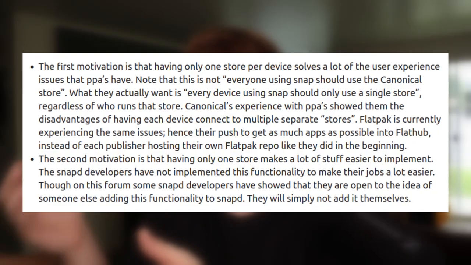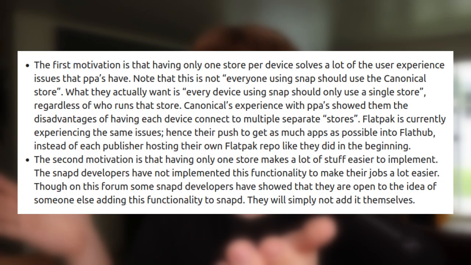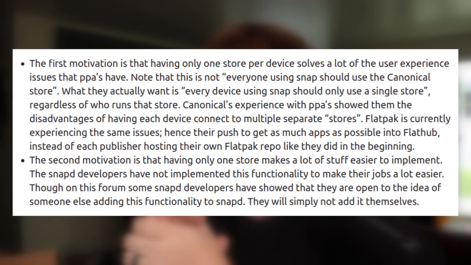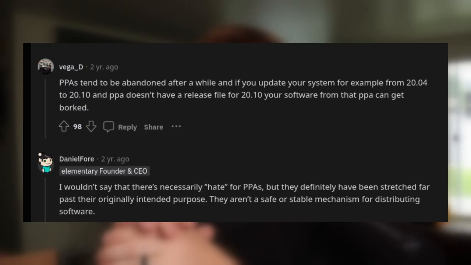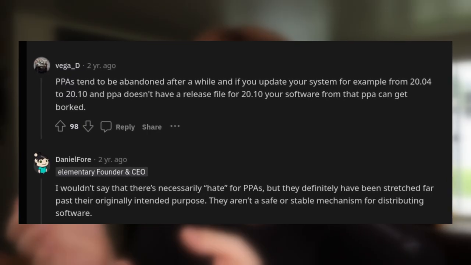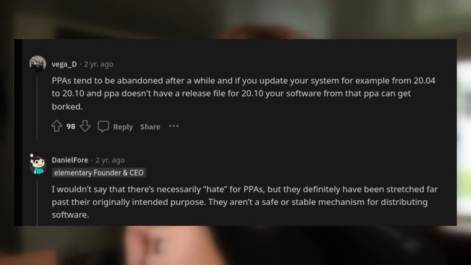The reasoning is that Canonical wants to be the only company providing snap packages and wants to avoid a scenario similar to PPAs, where a user can add a third-party server and download software from there. This is understandable. Adding third-party PPAs often results in issues, outdated software, and security concerns, but it is easy to argue that this is directly against the free software philosophy.